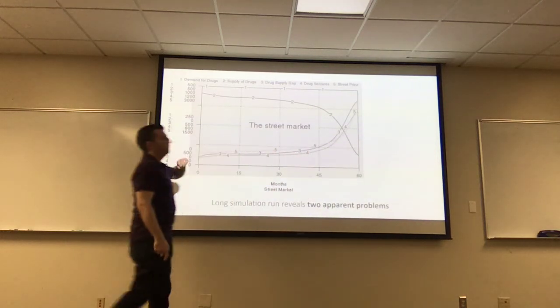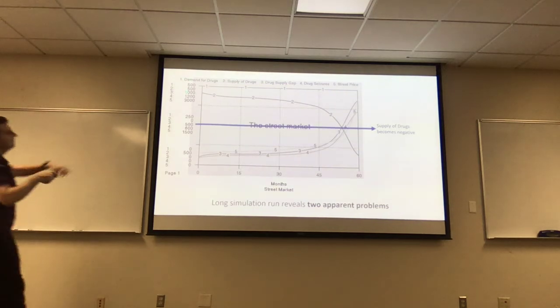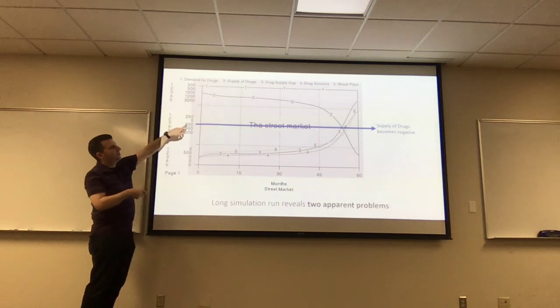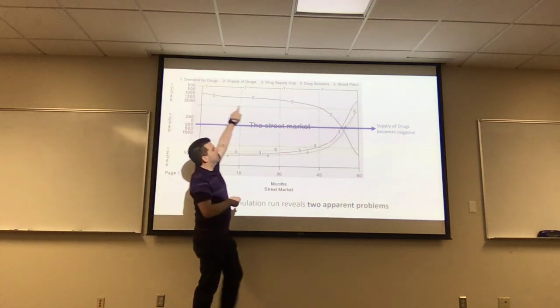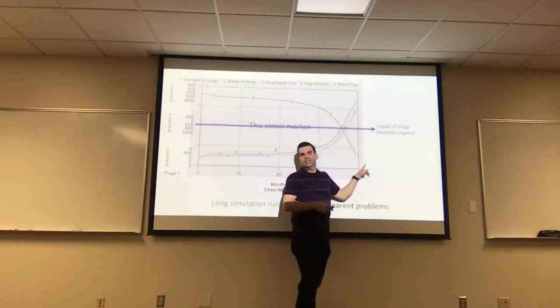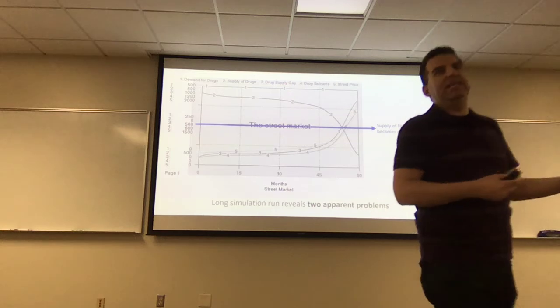And there are two problems that Morecroft points out. One of them is that if I look at the supply of drugs, so that's the second, because notice the legend, 1, 2, 3, all the way up to 5, I have to look at the second number here. And so that tells me that supply of drugs on this axis, this is the 0 line. So the supply of drugs, this number 2 line here, hits 0, and then it goes negative. So what does that mean for the supply of drugs to be negative?